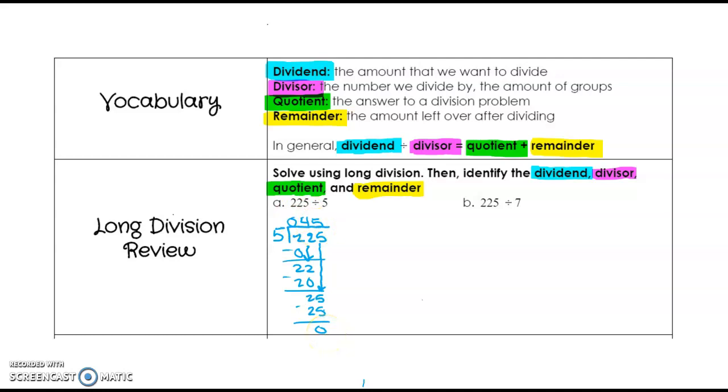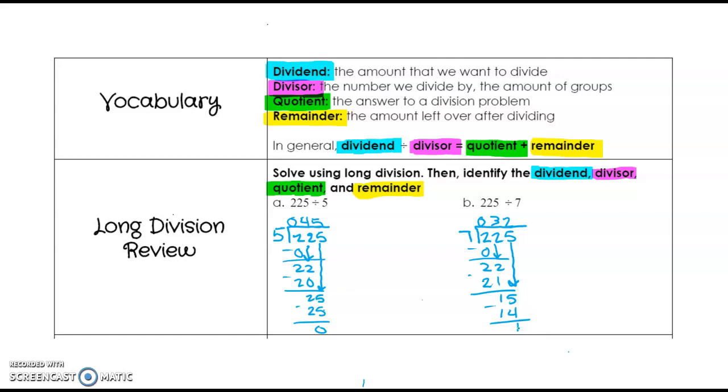All right, so go ahead and pause the video and try the next one on your own. Hopefully you paused the video and you found your quotient and remainder for 225 divided by 7. We know that this isn't going to divide evenly because it divides by 5 evenly. Hopefully as you went through this, this is what you came up with. You should get 32 with a remainder of 1.